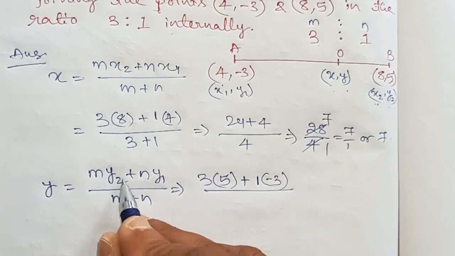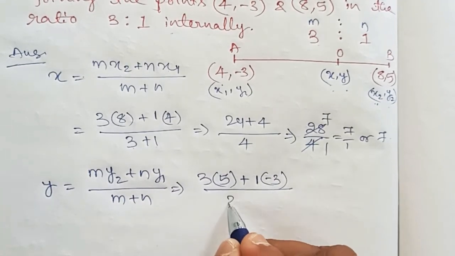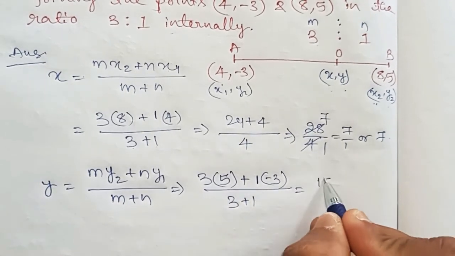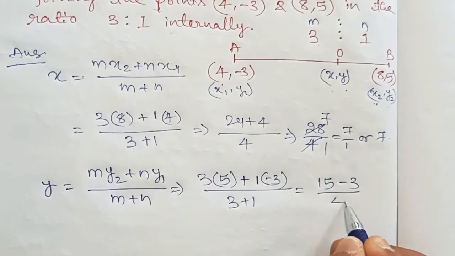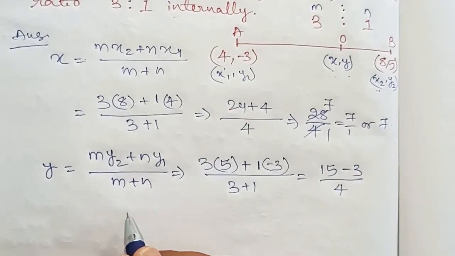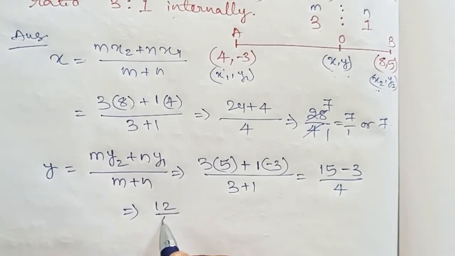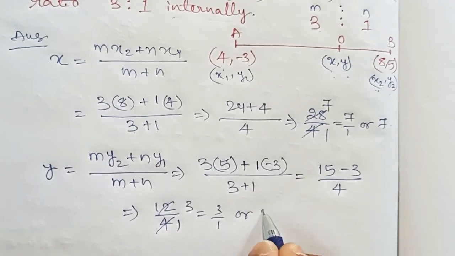Write all the x and y terms inside the bracket so that you can multiply the negative signs. And m plus n, that is 3 plus 1. 5 3s are 15, minus plus minus, 3 1s are 3. 3 plus 1 is 4. Equals 15 minus 3 is 12 by 4. 4 3s are 12, so 12 by 4 is 3.